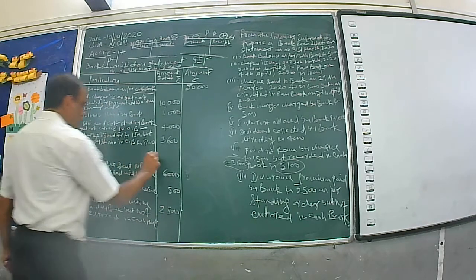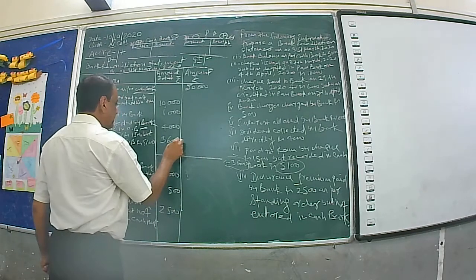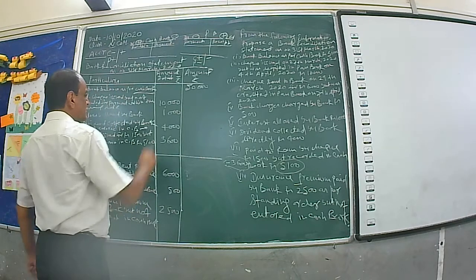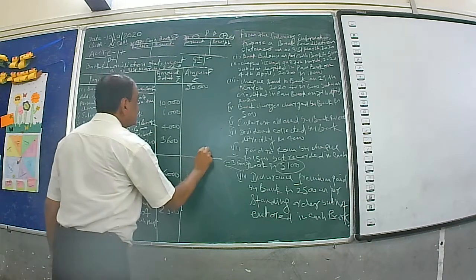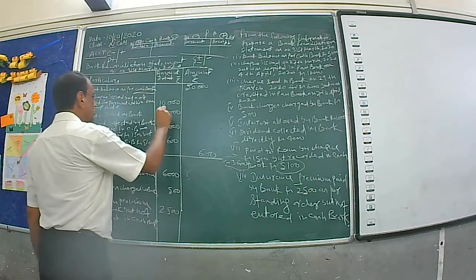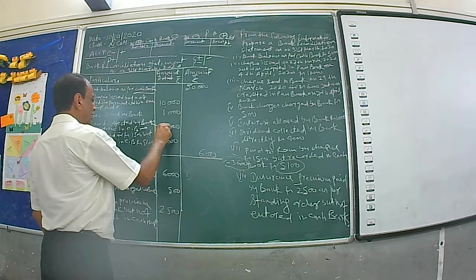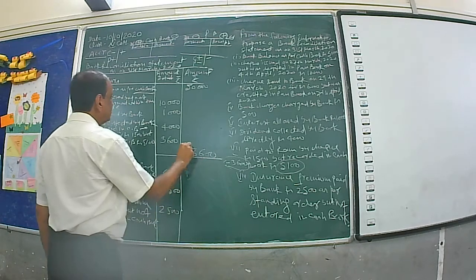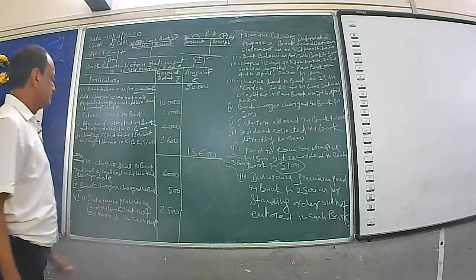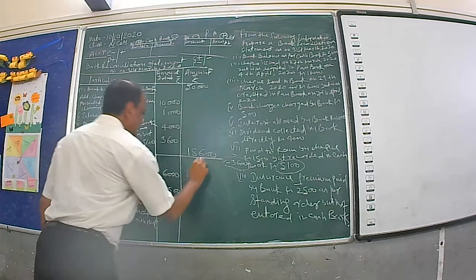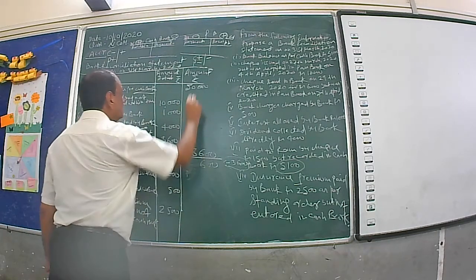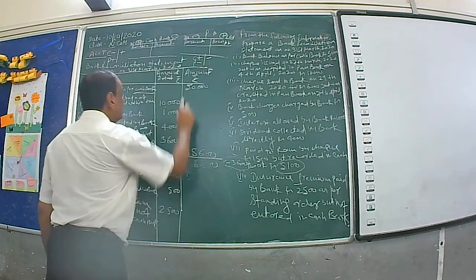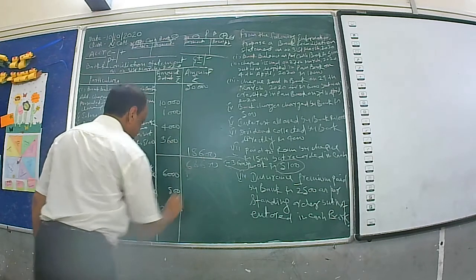Now we make the total. It is 3,600, now 600. 1 plus 4, 5 plus 3, 8. 18,600. Now it will be plus 600. 8, 5 plus 1, 6. 68,600.